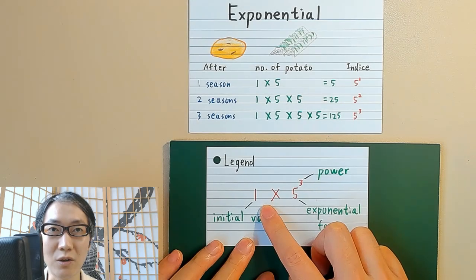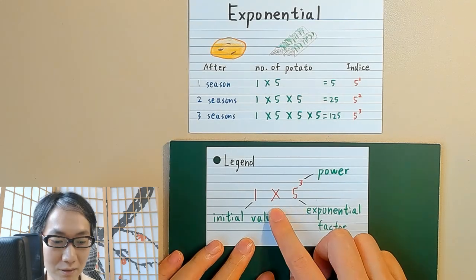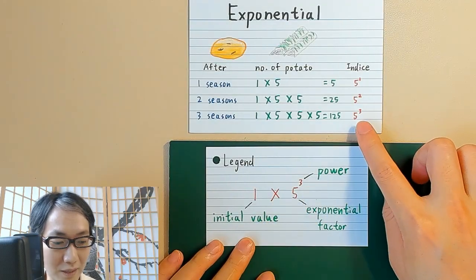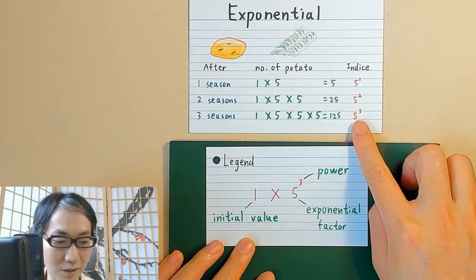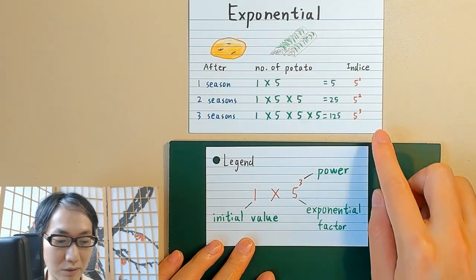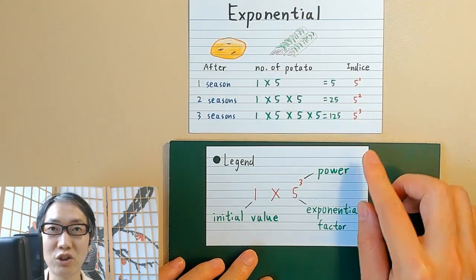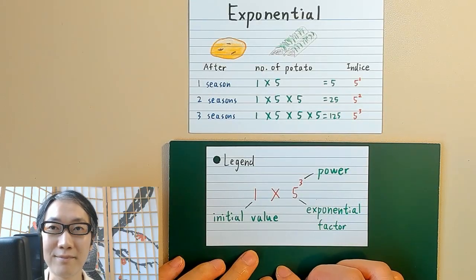This is almost always 1 in mathematics, but not necessarily. If it is 1, then it's omitted, as you can see here, because 1 times does nothing. And when we do not see the initial value, it is 1. Okay.